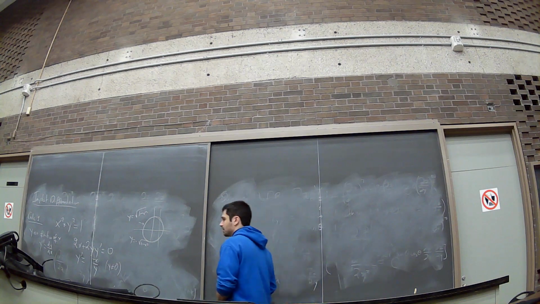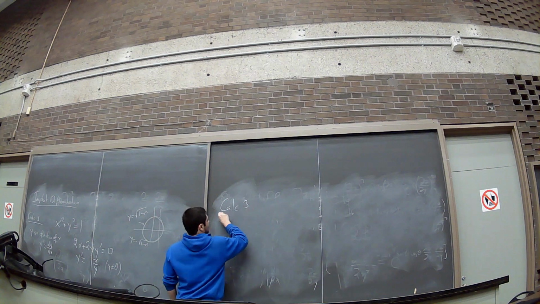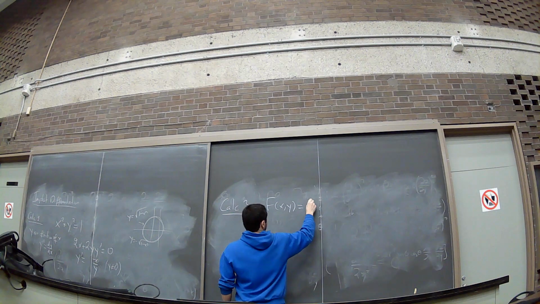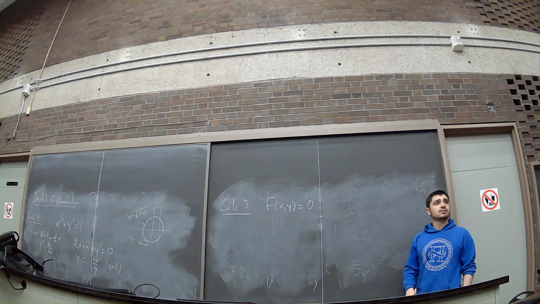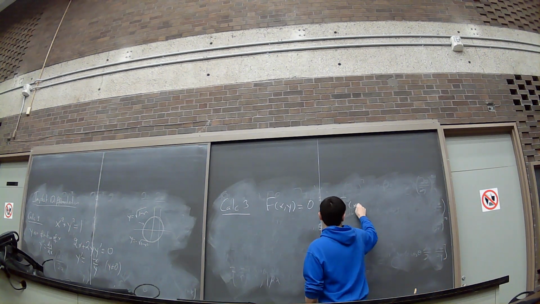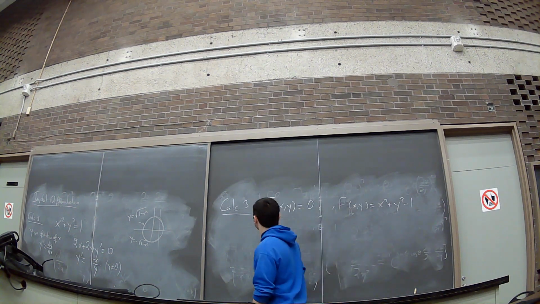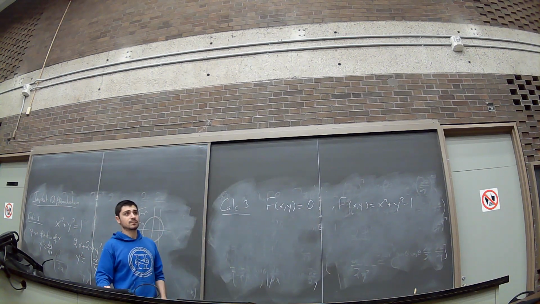Now, in Calc 3, we write this as f(x,y) is equal to 0. Now, what is f(x,y) in that case? Everyone? If I want to write x squared plus y squared is equal to 1 as f(x,y) equal to 0, what is f(x,y)? You can still see the equal 1, but I prefer to have it equal to 0. Agree or not? Do we agree so far?